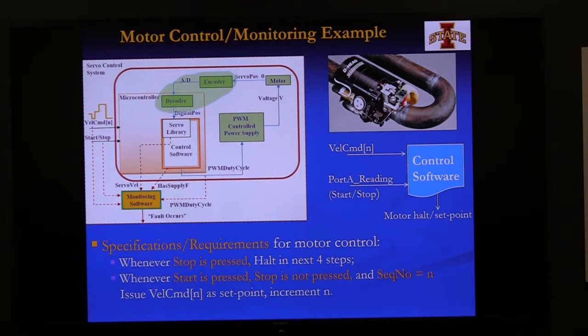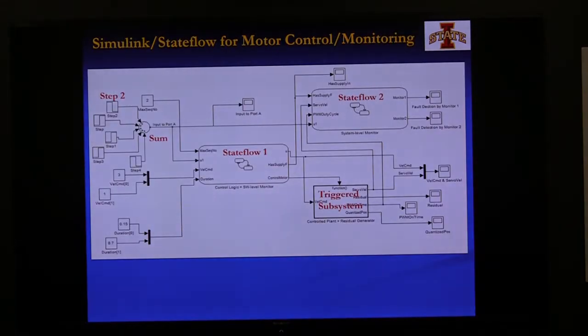And then the controller has to make sure that some of the properties are satisfied. So for example, whenever the user presses the stop, then the motor actually halts in the next four steps, which is the four clock ticks at the rate at which the system is operating. And then there is another specification like that. So such a system can be modeled using Simulink Stateflow.